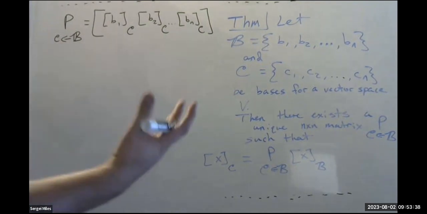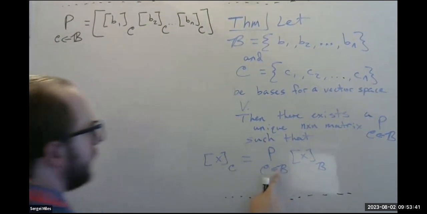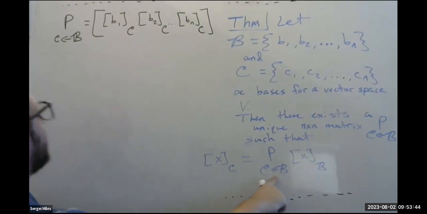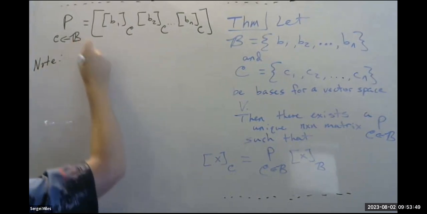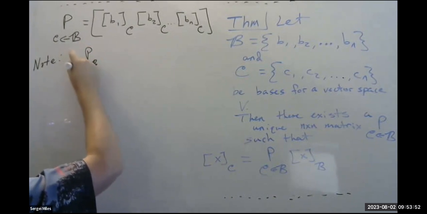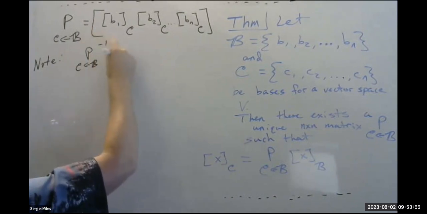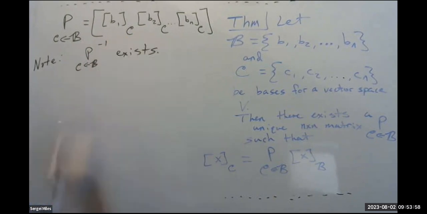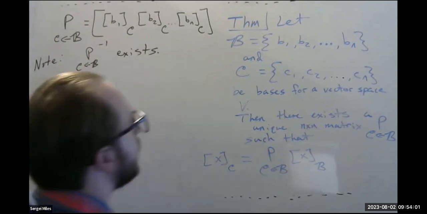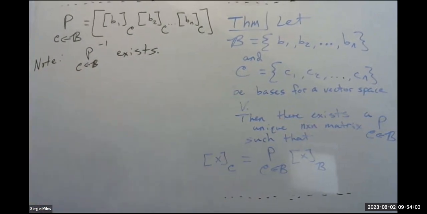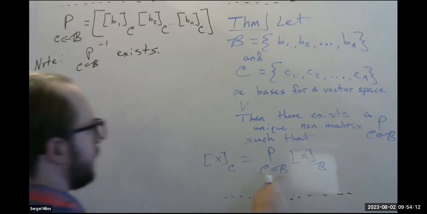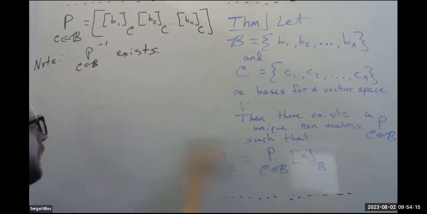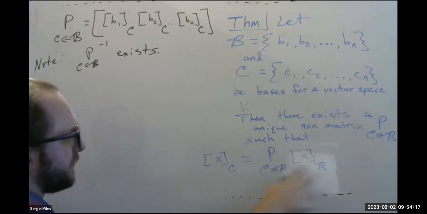Why would we like that? Well, if this matrix is invertible, that means I can multiply by its inverse. So note, P from B to C inverse exists. In fact, it will always exist because our basis vectors are linearly independent, right? So what's nice about this? Well, if I multiply by the inverse of the P matrix from B to C, I have to multiply on the left side. It's the only way to cancel.